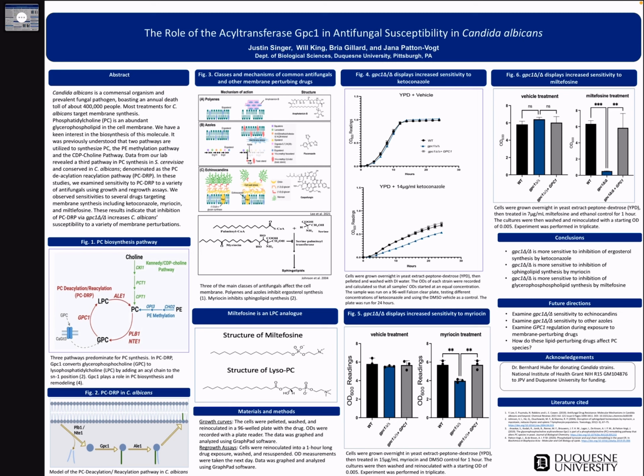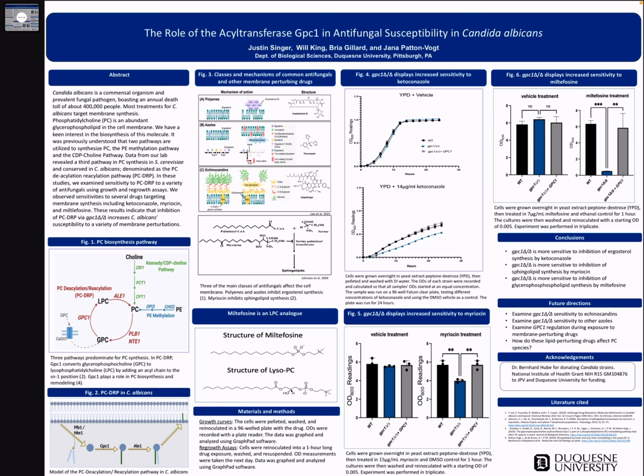And from this data, we can make the conclusions that Gpc1 knockouts are more sensitive to the inhibition of ergosterol synthesis by ketoconazole. Gpc1 knockouts are more sensitive to sphingolipid synthesis, and also general glycerophospholipid synthesis via miltefosine inhibition.